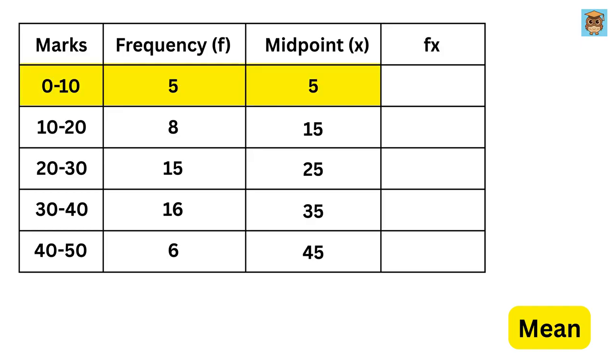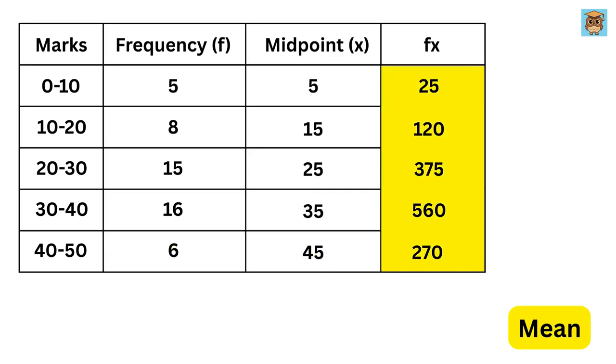So, for 0 to 10, 5 times 5 gives 25. For marks range 10 to 20, 15 times 8 gives 120. For 20 to 30, 25 times 15 gives 375. For 30 to 40, 35 times 16 gives 560. For 40 to 50, 45 times 6 gives 270.